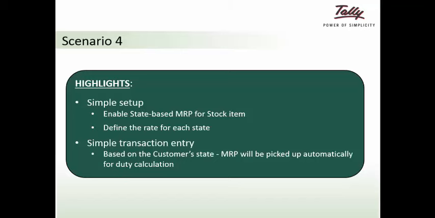For Tally to calculate excise duty based on state-wise MRP, all you need to do is enable the feature state-based MRP and define the rate for each state. Based on the customer state, MRP will be automatically picked up for duty calculation. This new capability will be of tremendous value for manufacturers who have state-based MRP on items and the duty is calculated based on MRP of the items.